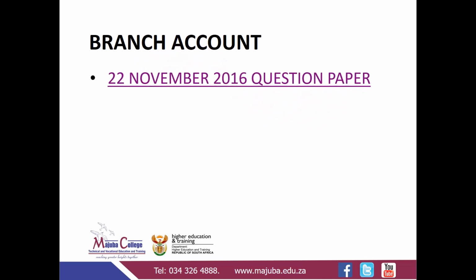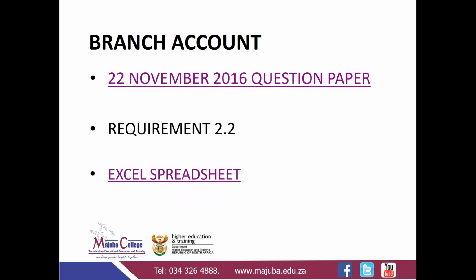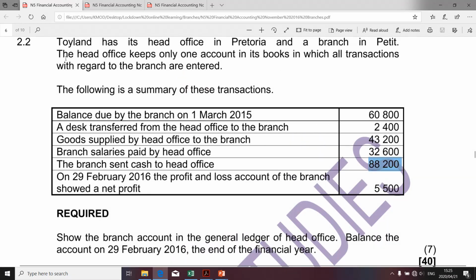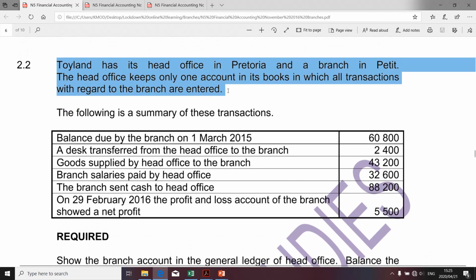For that reason, I'm going to continue to look at the 22 November 2016 question paper. Requirement 2.2 of that question paper required candidates to prepare the branch account. I'm going to employ the Excel spreadsheet to illustrate the preparation of the branch account. Without wasting your time, I'd like us to go to the question paper. That's 2.2. I quickly want to read the information. There you go, as highlighted.